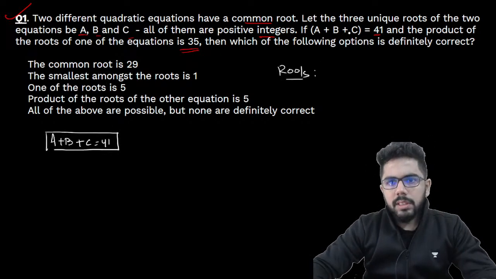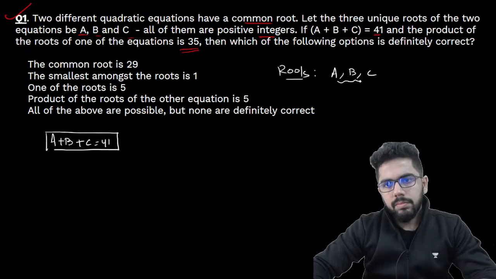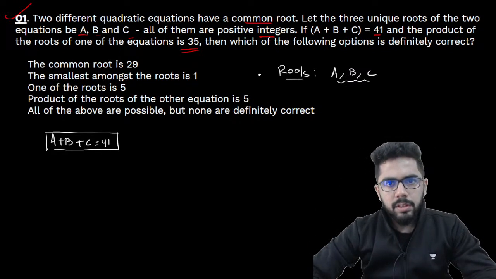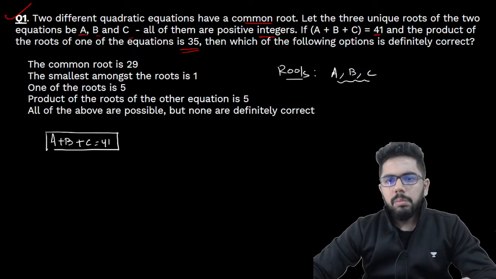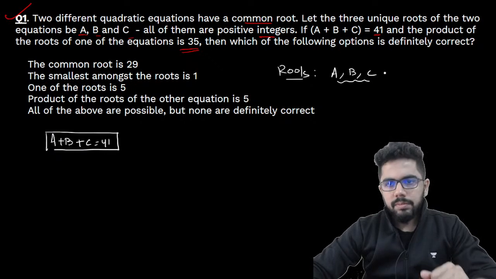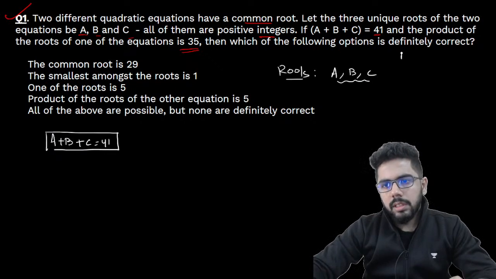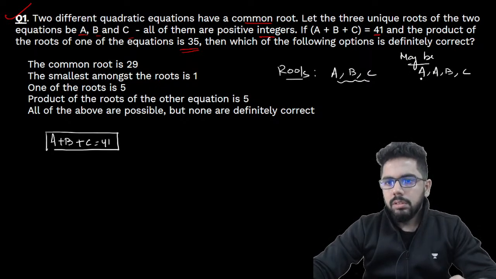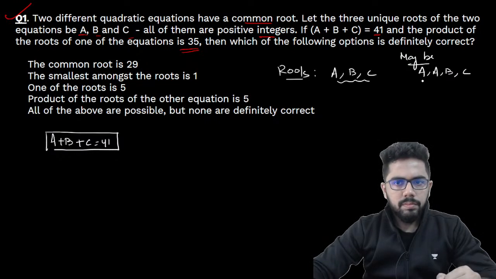So the roots might be something like this: 3 unique roots A, B, C. And one root is common in this. One of the roots is common. Maybe A is repeated twice, or B is repeated twice, or C is repeated twice. But there are 3 values. So maybe the roots are like this: A, B, C.